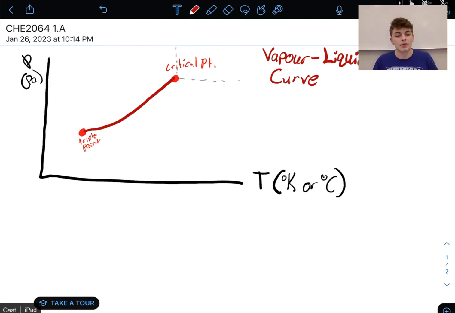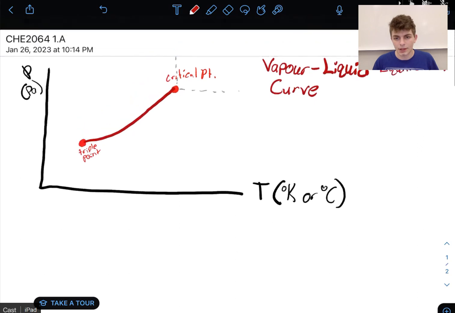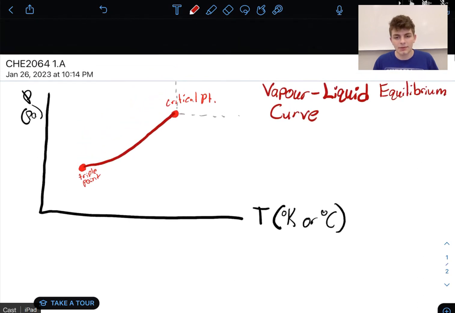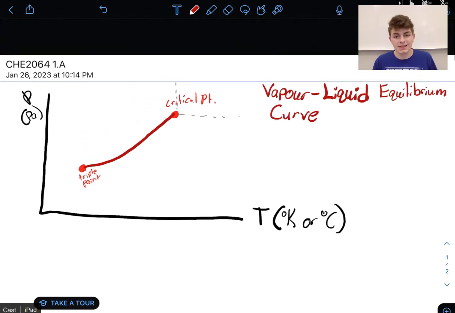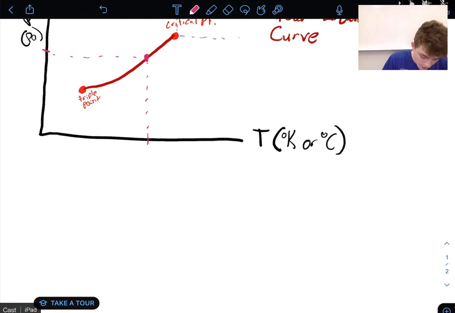What this means is that we're going to have, oh, I'm sorry, I'm kind of covering that up. Right, there it is, the vapor-liquid equilibrium curve. What that means is that at any pressure and temperature combination on the curve, you're going to have a steady state equilibrium of your liquid and vapor phases. I'll write that down because that's a fairly important concept.